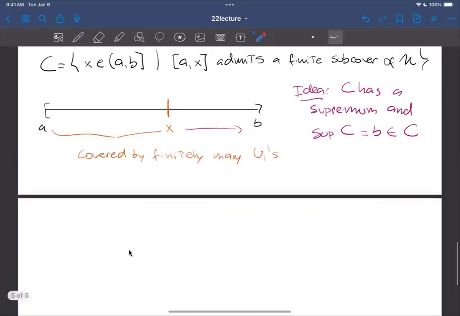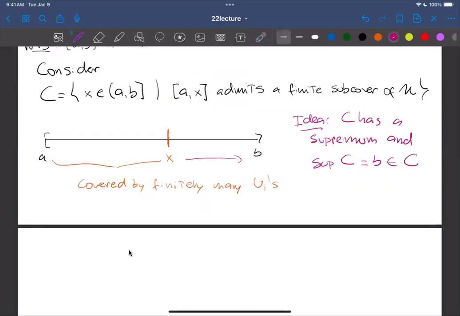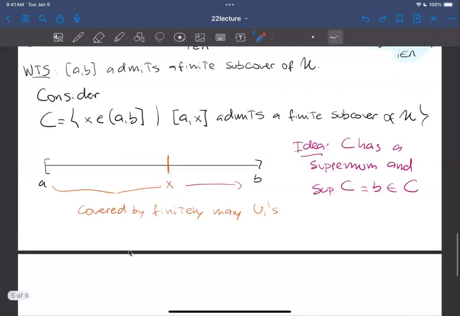Okay, so how do we do these things? Well, we'll go by steps. Any questions before we start proving the steps? So we cannot assume AX admits a finite subcover. But it's a very good question because that's the first step. On this set C, I'm only considering points for which this admits a finite subcover. Is there any such X? That's the very first claim we need to prove.